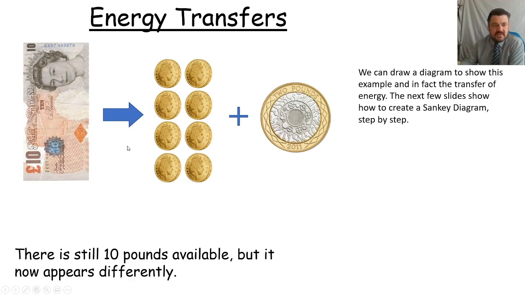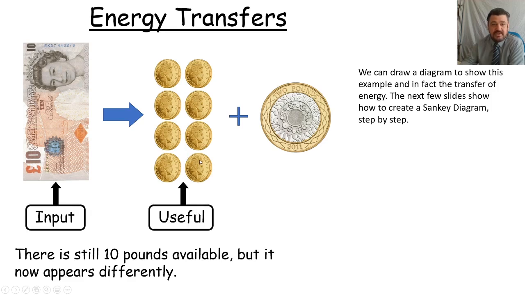If we look at it in terms of a diagram, we've got our £10 note. We convert that into 8 £1 coins, which is useful, and our 1 £2 coin, which is wasted. 2 plus 8 equals 10. We've talked about this in the past, the conservation of energy. What goes in must come out. So, input energy, total £10. Useful energy, £8. Wasted energy, £2.